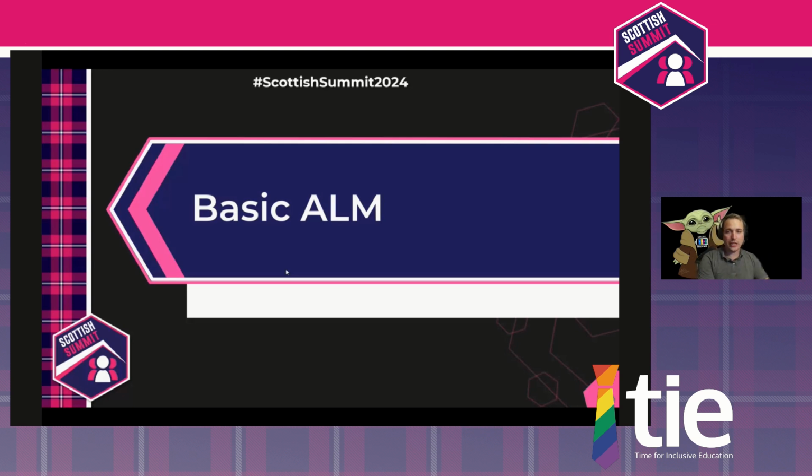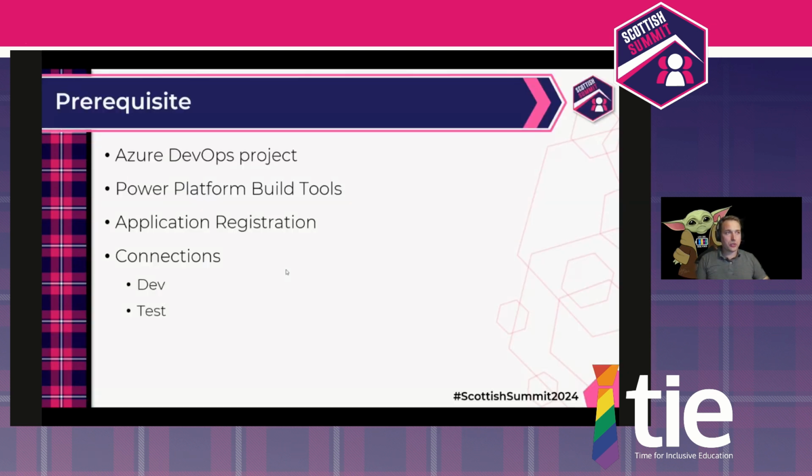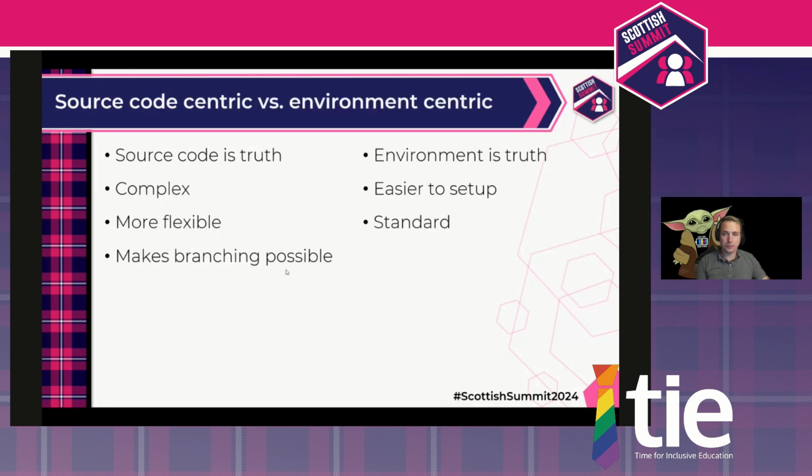So let's go to the basic ALM process. The prerequisites I usually have for that are: you have an Azure DevOps project or a GitHub project, you have installed the Power Platform build tools in your Azure DevOps, you have an application registration, and you have created connections to dev and test. And we can take a look at that in the demo.